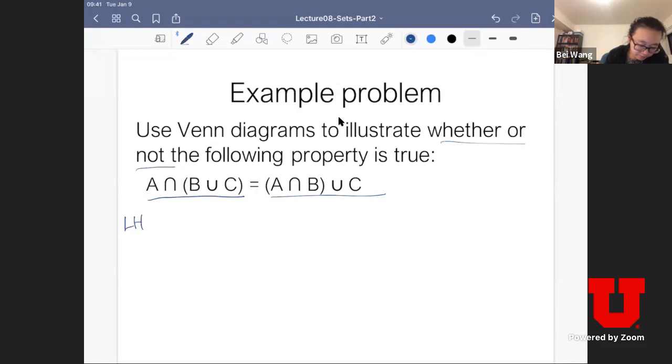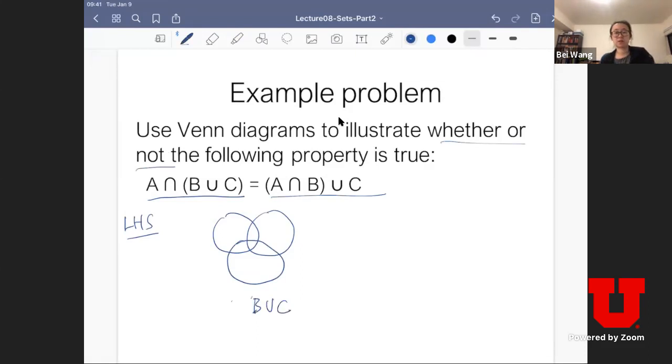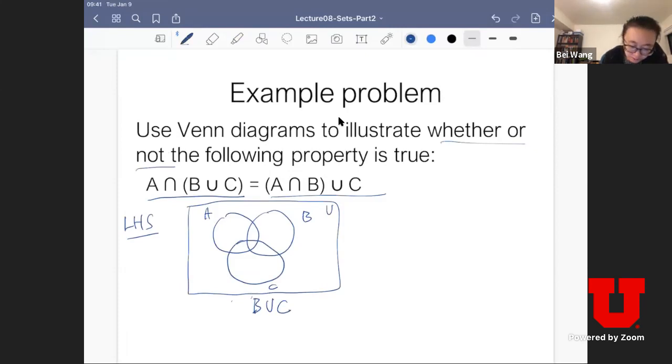So let's do the left-hand side first. I have three sets, A, B, and C. I'm first going to do B union C and see how it looks. So B, C, and of course I'm going to show the universal set. B union C, I'm going to color it yellow. So that is everything in B and everything in C.